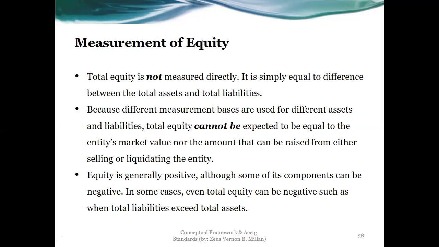So combinations of various assets and liabilities are found in the financial statements, specifically the balance sheet or statement of financial position, with emphasis on assets and liabilities, plus the equity, which are the three accounting elements found on such. So the equity cannot be expected to be equal to the market value because the values found there are combinations of different values, and also the liquidation value by selling. So this is for assets, value in use, for the liabilities, fulfillment value.